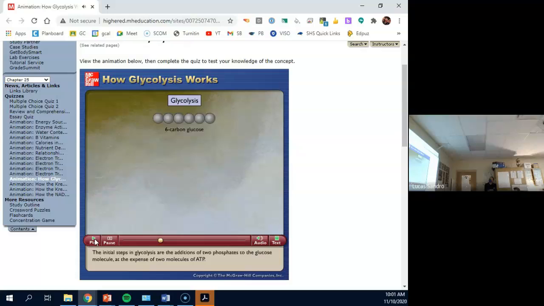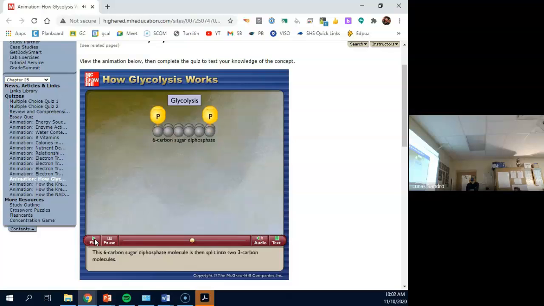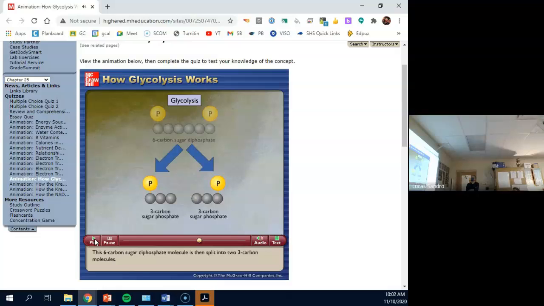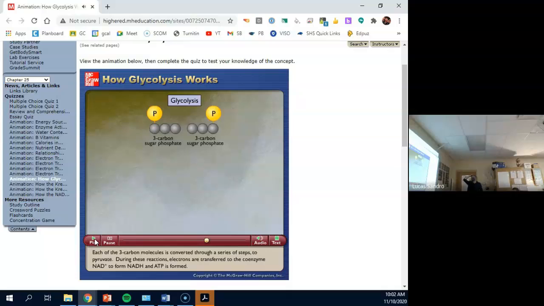Initial steps in glycolysis are the additions of two phosphates to the glucose molecule at the expense of two molecules of ATP. The result is a 6-carbon sugar diphosphate molecule and two low-energy adenosine diphosphate molecules, or ADP. This 6-carbon sugar diphosphate molecule is then split into two 3-carbon molecules. Each of the 3-carbon molecules is converted through a series of steps to pyruvate.